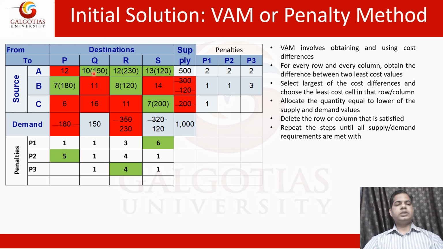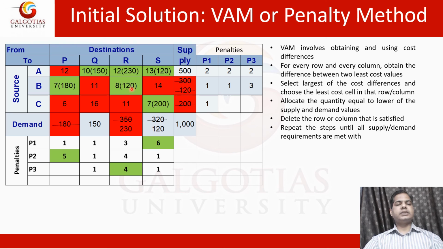So if you see this Q, that is a 10, I have 150 units over here and the demand is 500 units. So I will give the 150 units to this one. For R, 230 units are remaining, so 230 units will be given. For S, 120 units are remaining, so 120 units will be given. Now if you sum this 150, 230 and 120, this comes out to be 500.